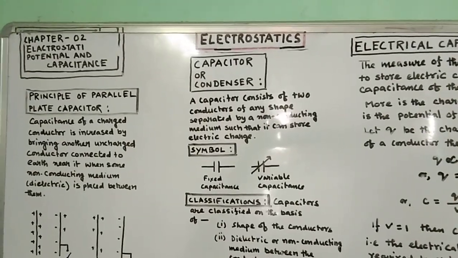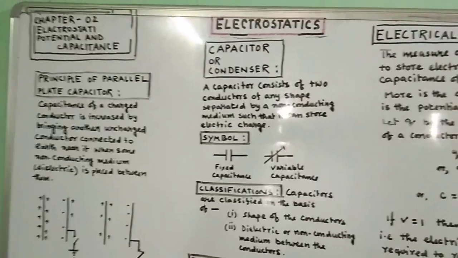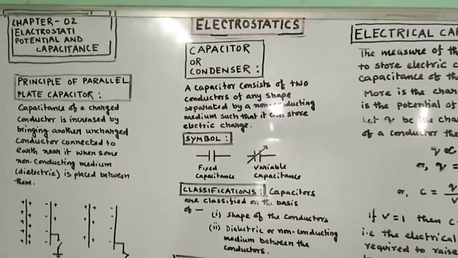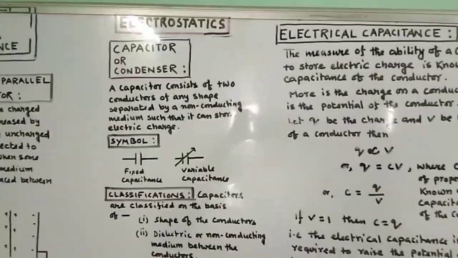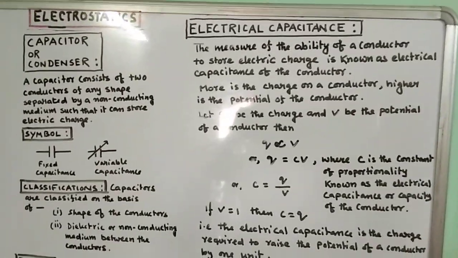Good afternoon. This is your sixth digital class for the chapter Electrostatic Potential and Capacitance. It comes under the unit Electrostatics. Today we are going to discuss a few topics. The first topic is electrical capacitance.